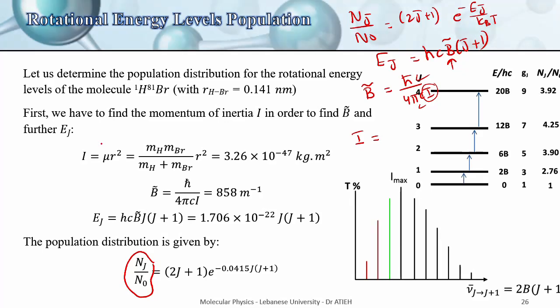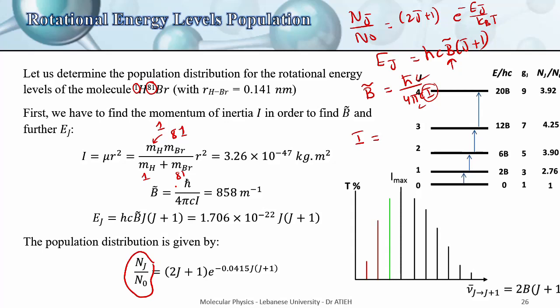Let's find I together. I equals mu r squared for a diatomic molecule. Mu is the reduced mass. It's equal to the multiplication of the masses over the sum of masses of atoms of the molecule. So mH times mBr over mH plus mBr. We can find the masses here. This is the atomic mass. This is 1, this is 81.